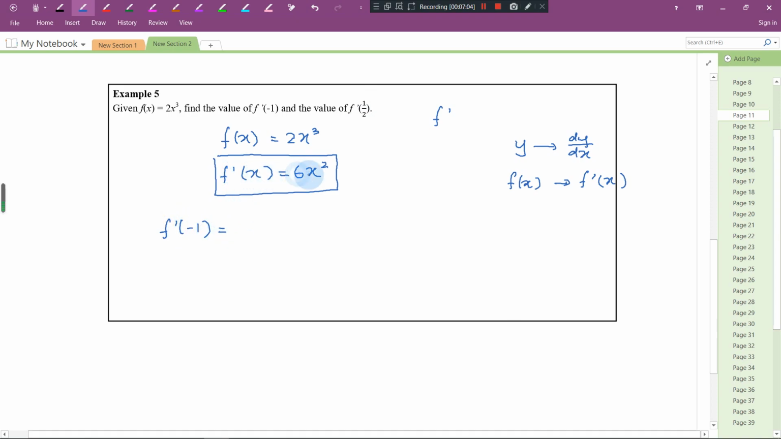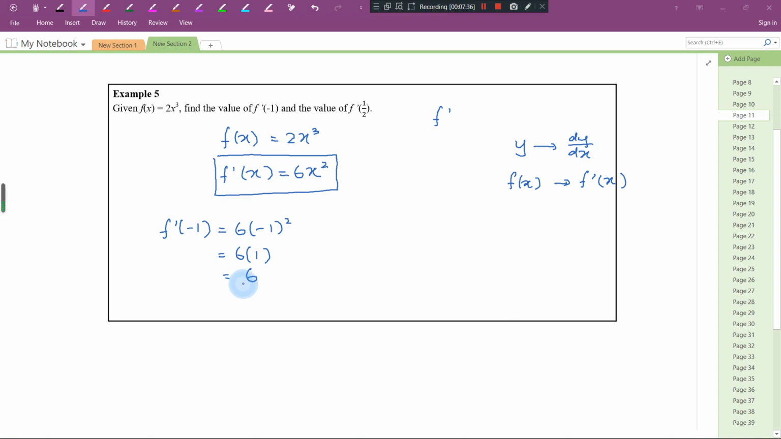The first derivative is equal to 6x squared. So f prime of negative 1 means that we need to bring the negative 1 inside here. If you put negative 1 here, here you have to put negative 1 as well. 6 times negative 1 squared. Okay, so you will get negative 1, you square it, you will get positive. 6 times 1 is equal to 6.